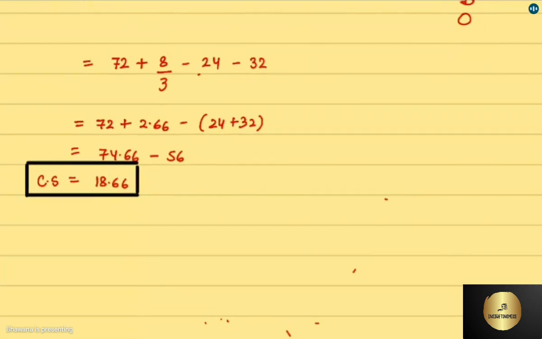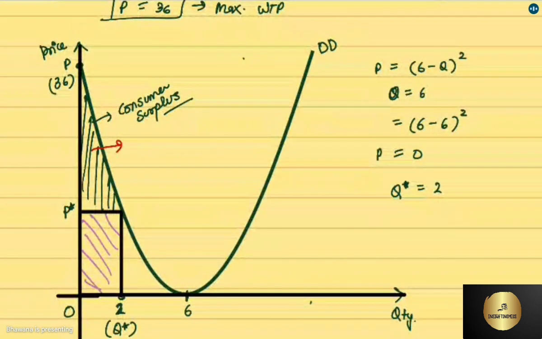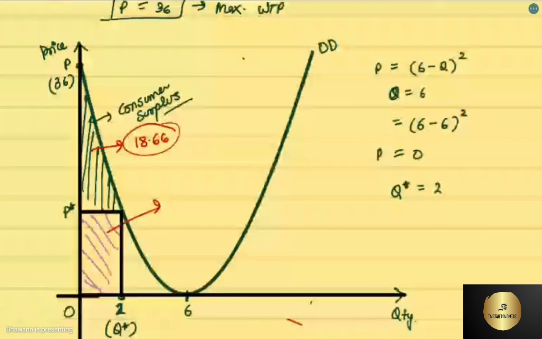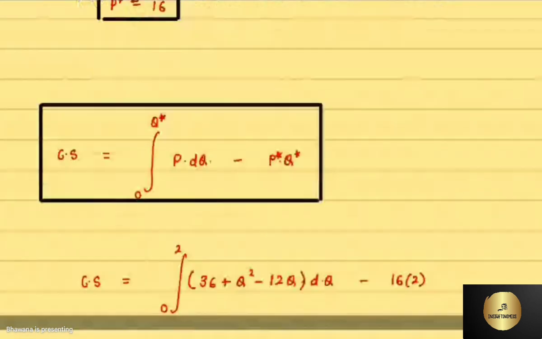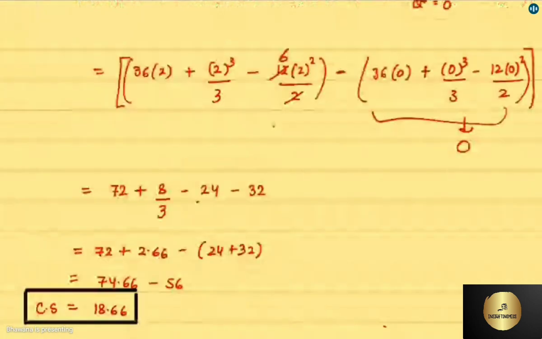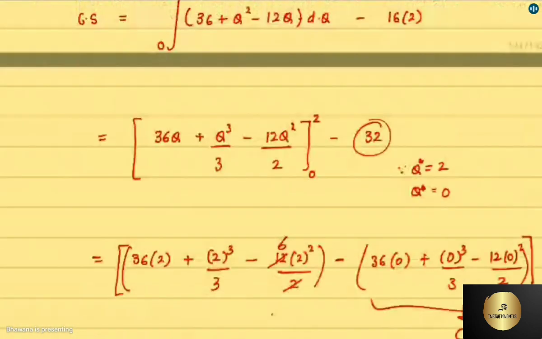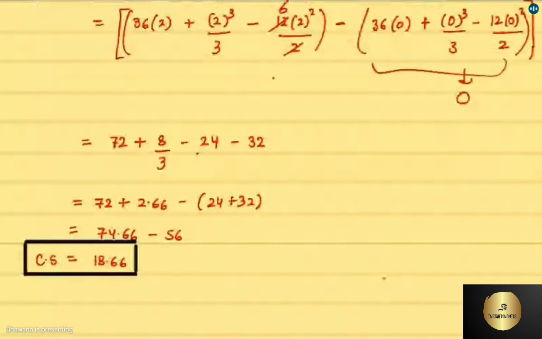So your consumer surplus is equal to 18.66, and based on this particular curve, you get the value of this triangle as 18.66, and the area of this rectangle is 32. So we are done, and I hope this is clear to you. This calculation is very easy. You just need to remember the formula of integration. So this video is done.